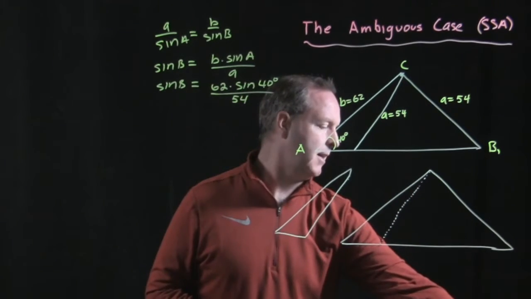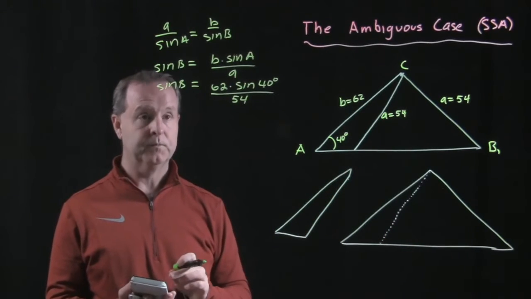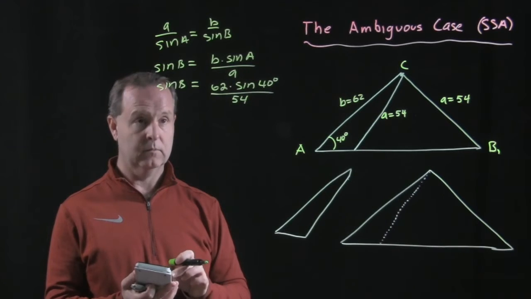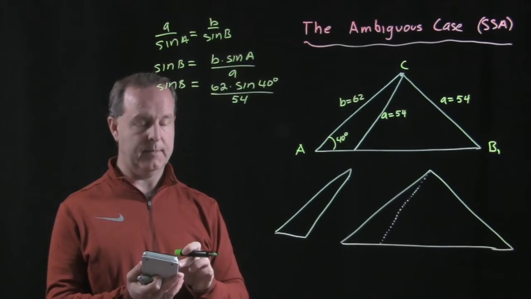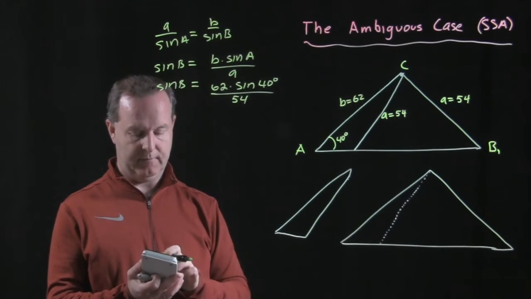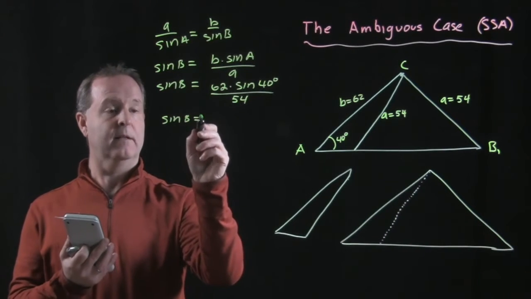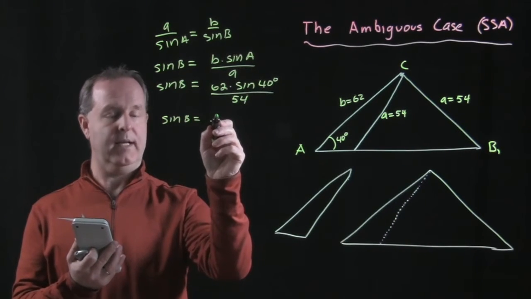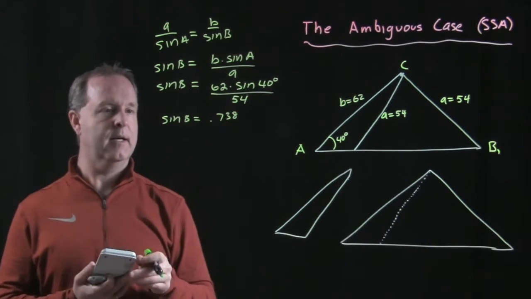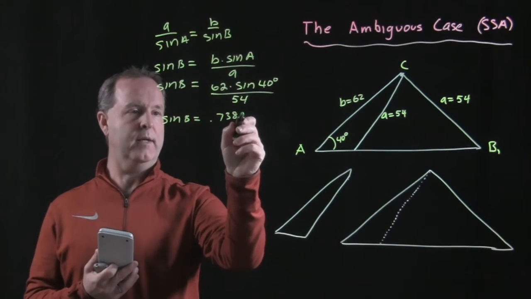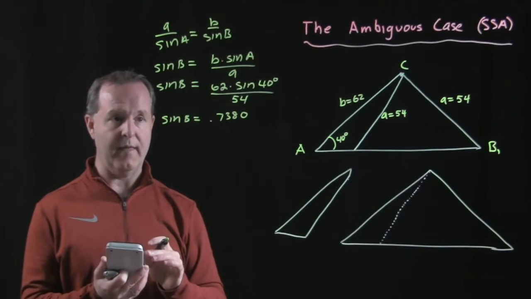all right, let's look at the black box here and see what it tells us. 62 times the sine of 40 divided by 54 produces a sine less than 1 and greater than -1, so it's defined: 0.738. Since it's positive, we know that it produces two values. There are two possible values for where that's true.